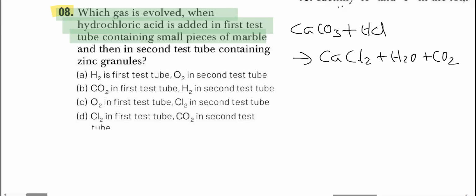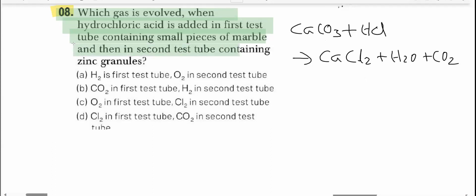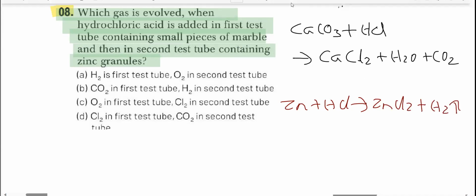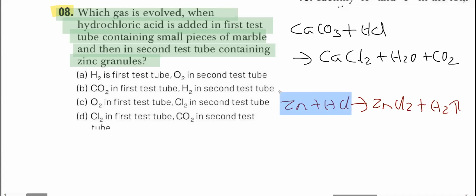And in the next part, they are saying that in the second test tube there are zinc granules. As you know, the general reaction is that a metal reacts with an acid to form a salt and hydrogen gas, not water, sorry. The salt is zinc chloride here and hydrogen gas. One more time, most of those metals which are above hydrogen in the activity series will react with dilute acids, say HCl or H2SO4, to give a metal salt. In this case it is zinc chloride, and hydrogen gas is released.